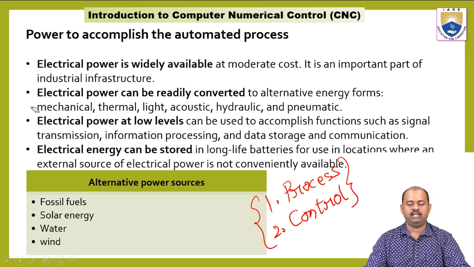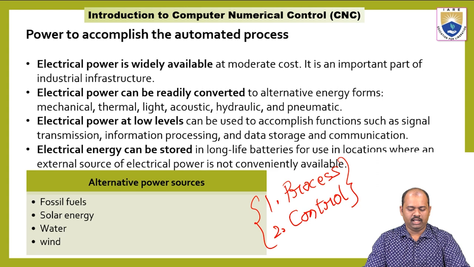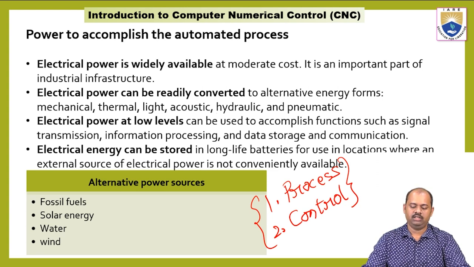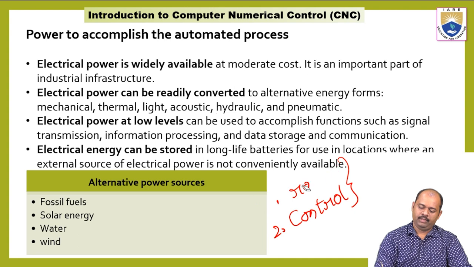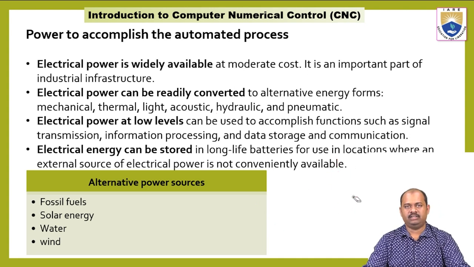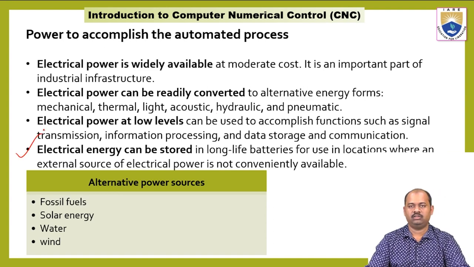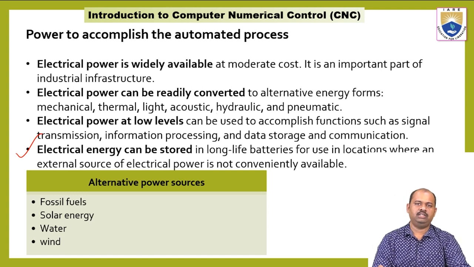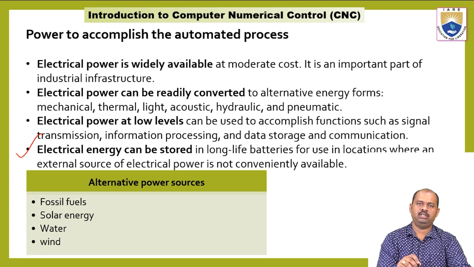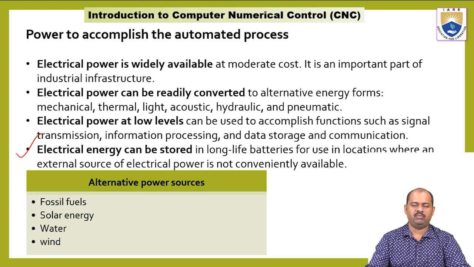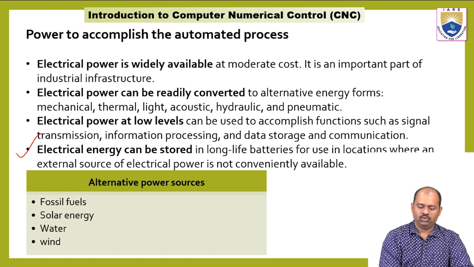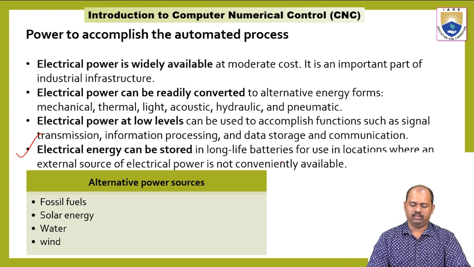And the last point is electrical energy can be stored in long life batteries for use in locations where an external source of electrical power is conveniently not available. So, this electrical power can be stored in batteries. Some long life batteries are there, short life batteries are there. In batteries, we can store this electrical energy. This electrical energy can be used for running any other processes like manufacturing process or automation process. Okay, so electrical energy can be stored in long life batteries for usage when there is no convenient power source available.